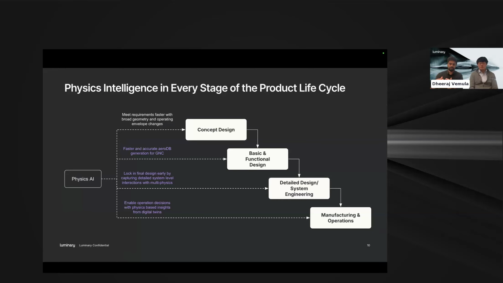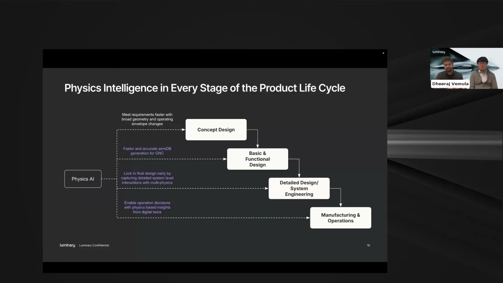At a high level, if you look at a product development lifecycle, there are these four stages, starting from concept design, going all the way to operations. And physics AI has applicability across all of these stages.